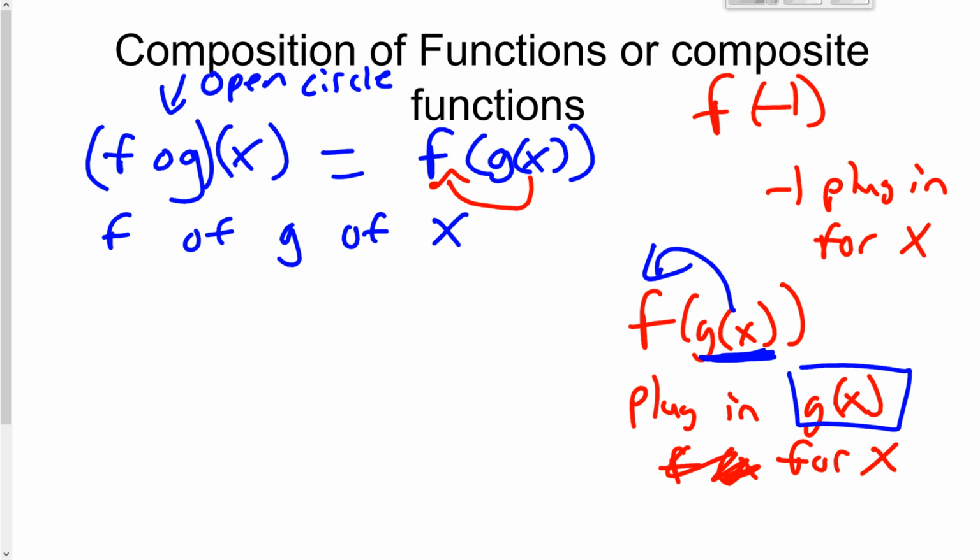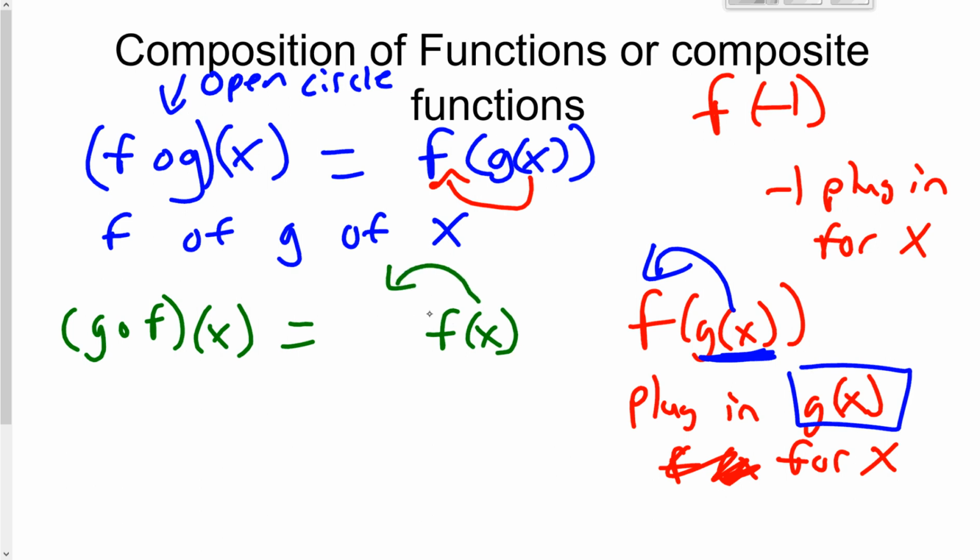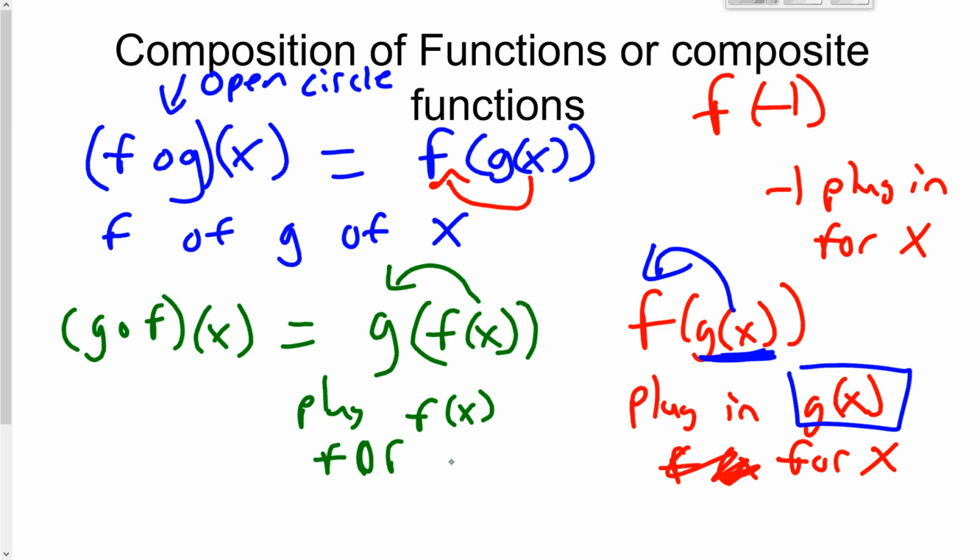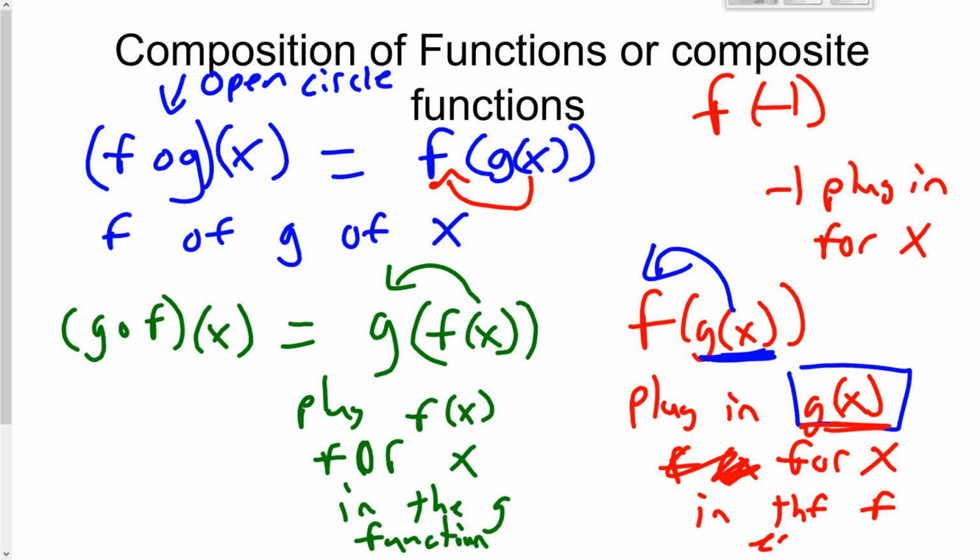Okay, so we have that one, and then we have g of f of x, and that's taking f of x and then plugging that into g of x. That'd be plugging in f of x for x in the g function or equation. This one over here is taking g of x and plugging it in for x in the f equation or function.